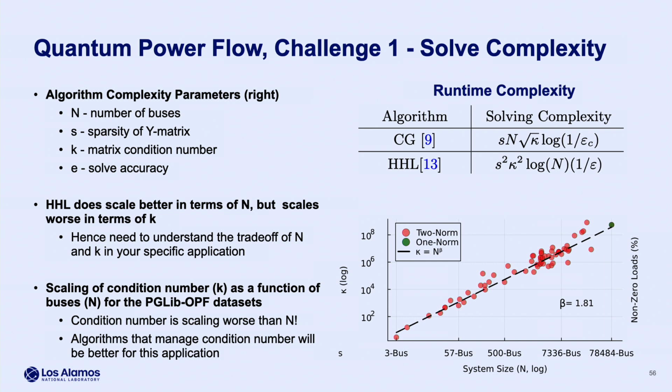In fact, what is the dashed line here? You're fitting a power law function of the number of buses to the condition number, so we can get condition number as a function of network size. It's actually growing with an exponent of like 1.8, so almost quadratically with the size of the system. So the condition number is growing faster than N. And you can already see that this is going to be a problem. In these two algorithms, this one is good in N but worse in condition number. This one is worse in N but better in condition number. Because condition number grows like this, you actually want an algorithm that has the best performance on condition number, which is not the quantum one in this case.